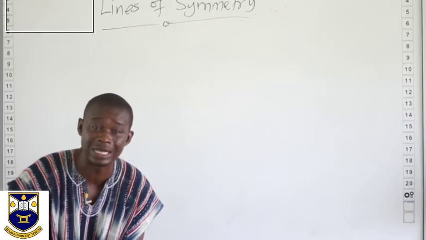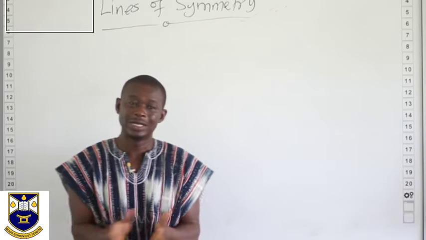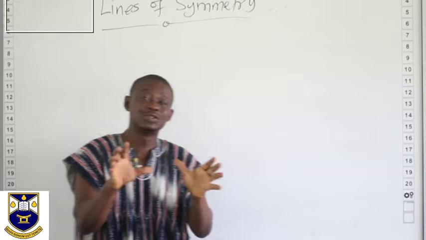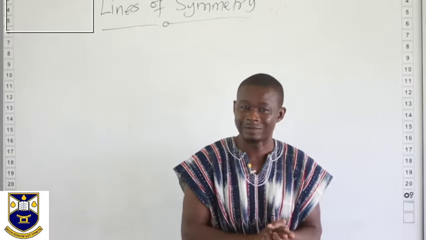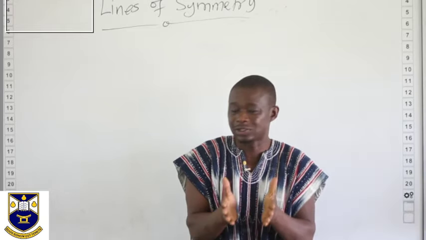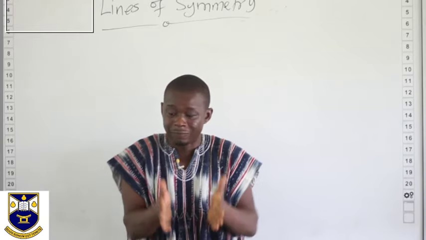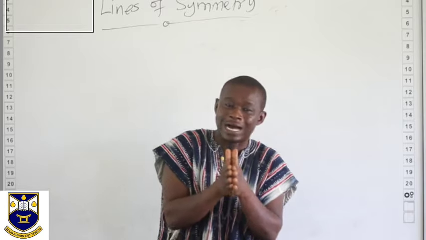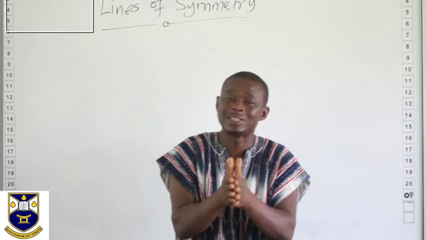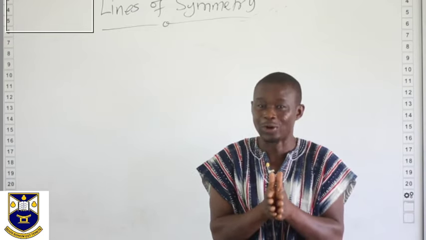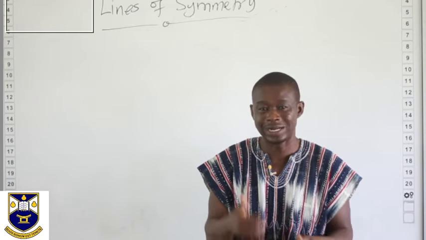Let's get a cardboard. Then try to cut it into various shapes: rectangle, triangle, and whatever. At the end of the day, try to go through what I was just doing. Fold it to see if it has a line of symmetry, or if it is symmetric or not. I hope you do that one after the lesson.